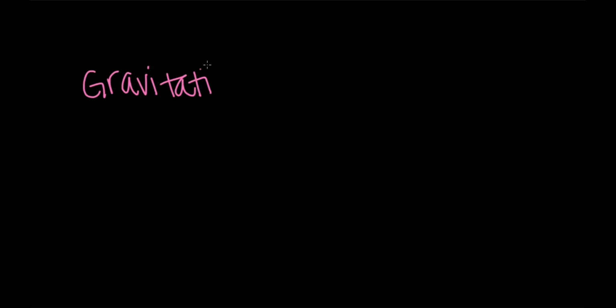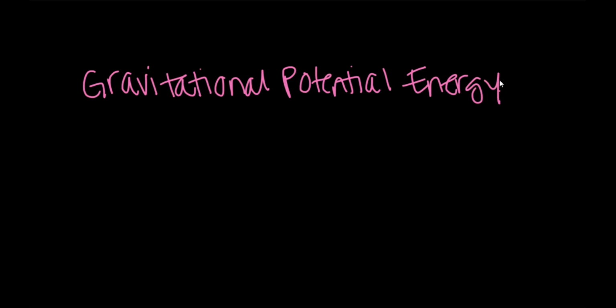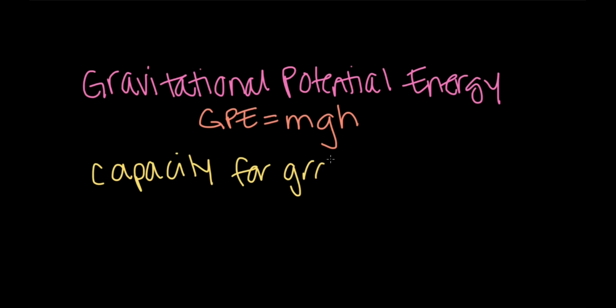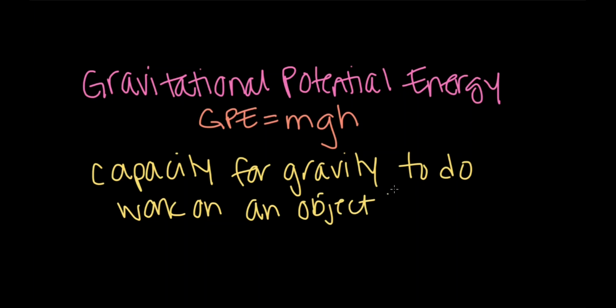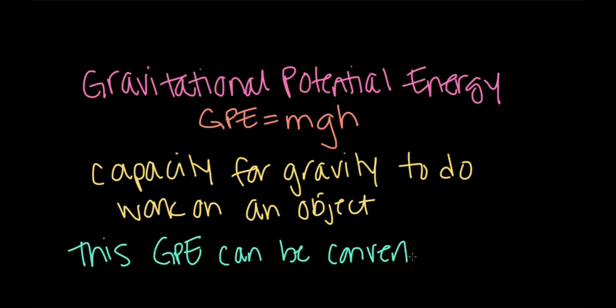Okay, so today we talked about gravitational potential energy. We found an expression for it, which is equal to mgh, where m is an object's mass, g is the acceleration due to gravity, and h is the height above the Earth's surface. We learned that this gravitational potential energy is the capacity for gravity to do work on an object. And we learned that this gravitational potential energy can be converted to kinetic energy. And we did some sample calculations.